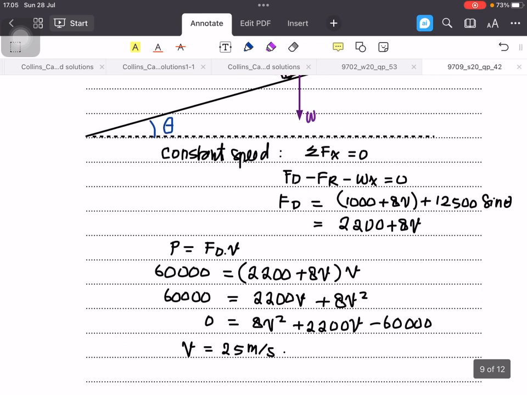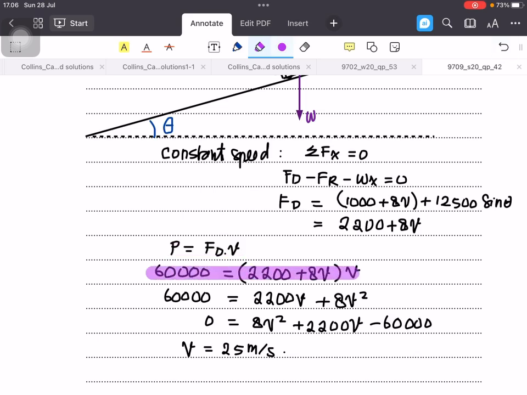And then the formula for power is P equals driving force times V. So 60,000 is equal to (2200 plus 8V) times V. We have a quadratic equation. Solving this quadratic equation, we can find the value of V is equal to 25 meter per second.